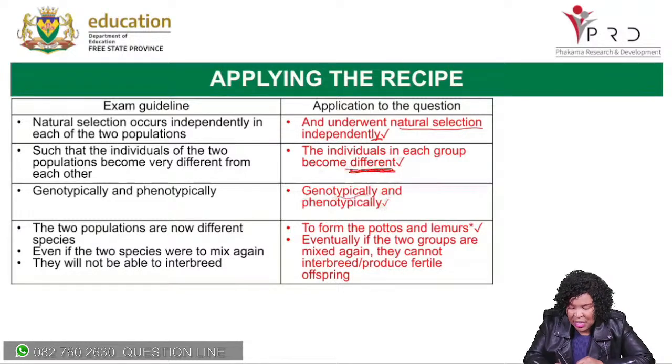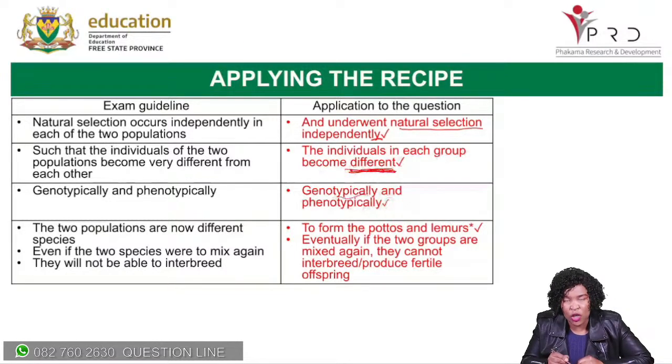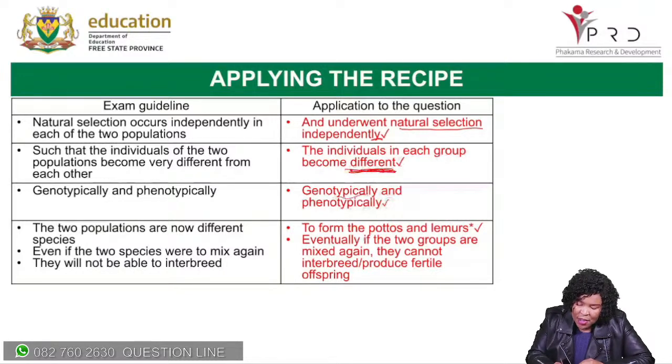You see, you get a mark for just writing different, and you also get a mark for writing genotypically and phenotypically. And once they are genotypically and phenotypically different, will they be able to interbreed? No. So even if they were to mix again, they cannot produce a fertile offspring, or they cannot interbreed. Why? Because they have become new species of the potos and the lemurs.